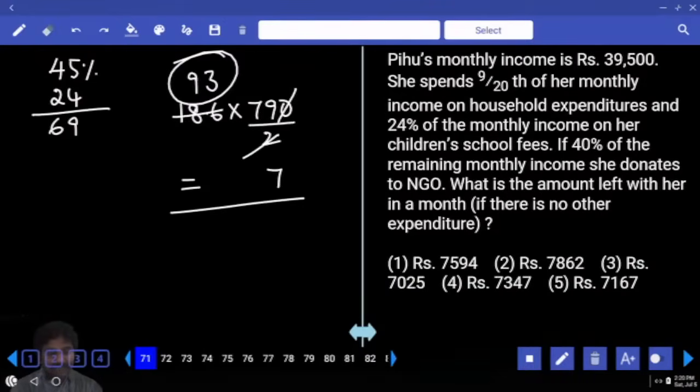Go to options which are ending with 7. 3, 7 plus 7, 14 plus 7, 18. This is a 3 multiple. This is also a 3 multiple.